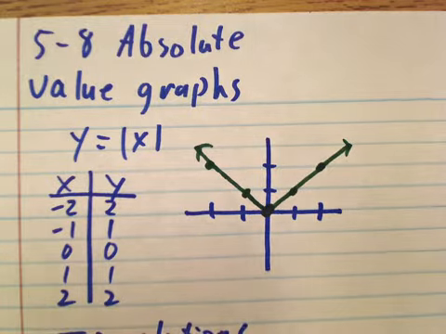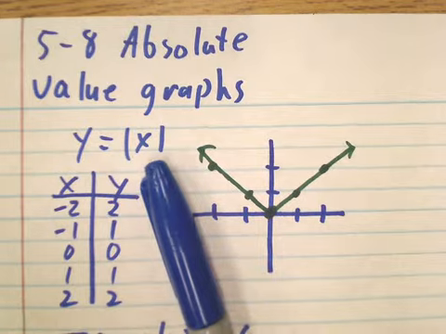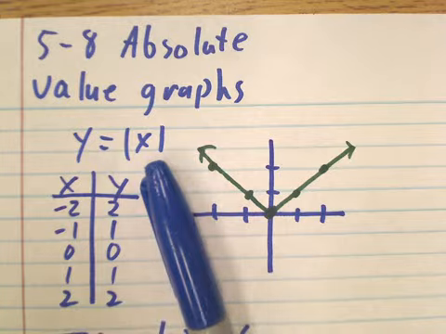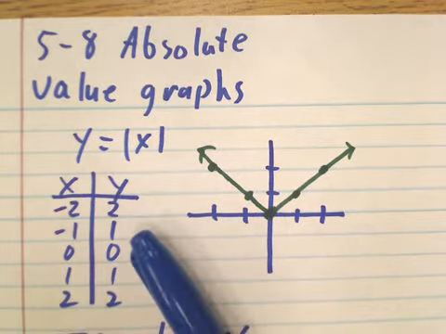Okay, I'm looking at section 5.8, absolute value graphs. And the most basic absolute value graph is that right there. Y equals absolute value of x. Just that straightforward. And so to graph this, I chose some numbers for my x's.